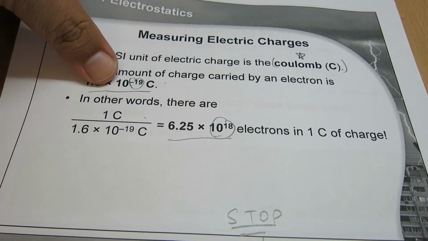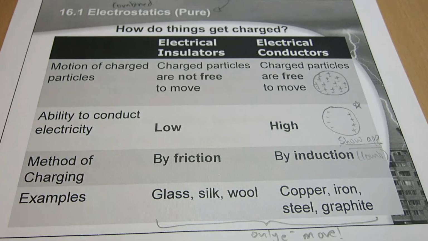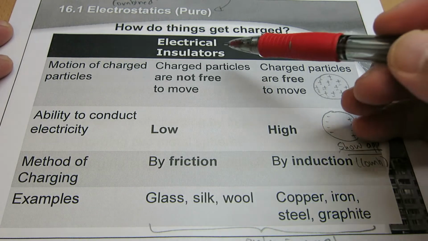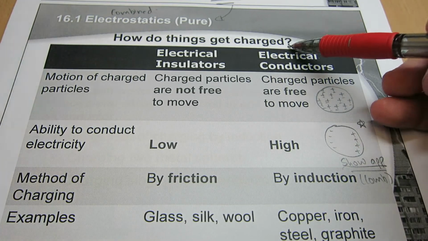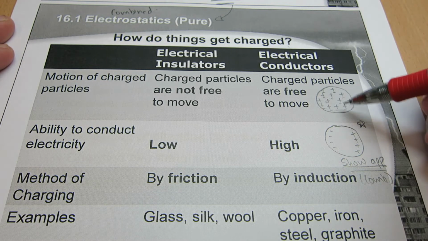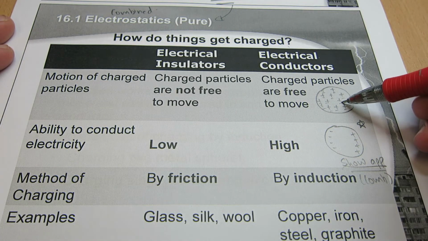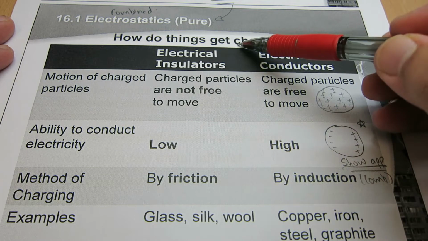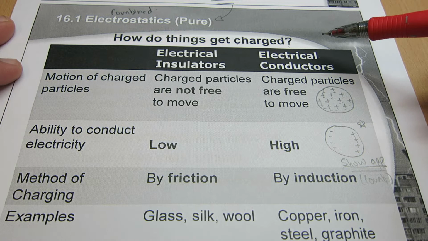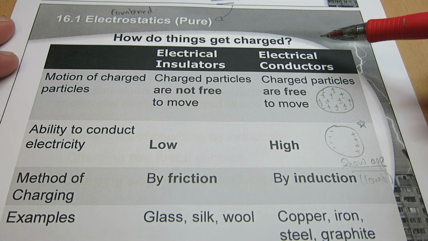Now we are going to go into the part where there are some differences. Just take note, how do things get charged? The combined science students, you do not need to know how things get charged, but you do need to know the movement of charge. So for this portion, everything I cover here will be covered, but the next slide onwards, only the pure science students will need to listen in.